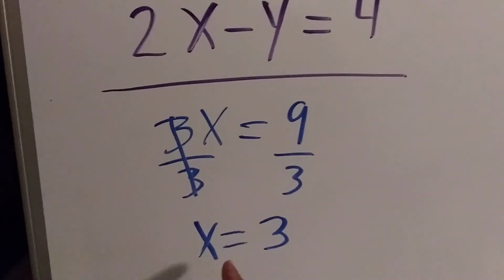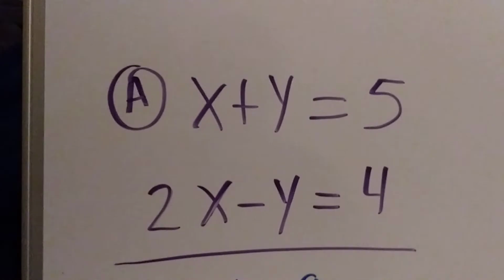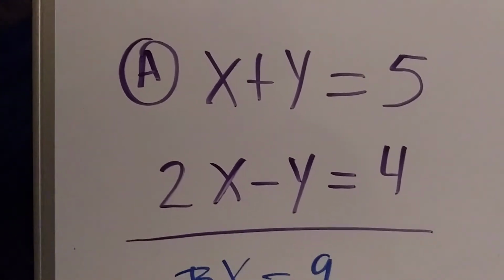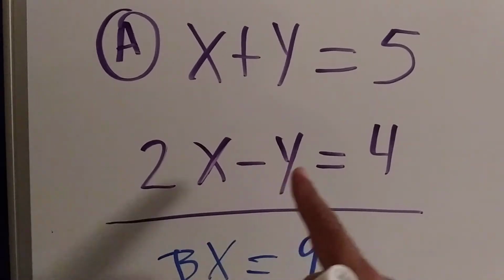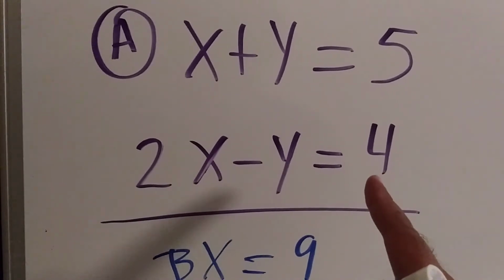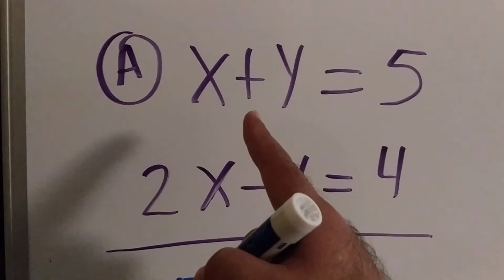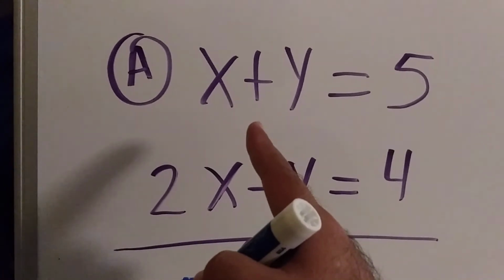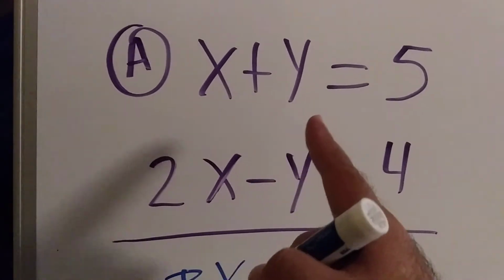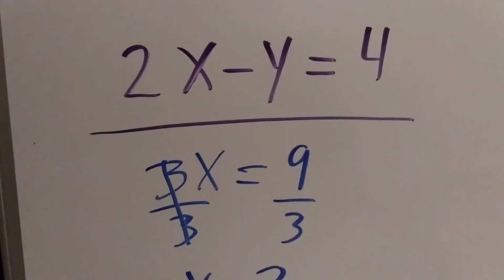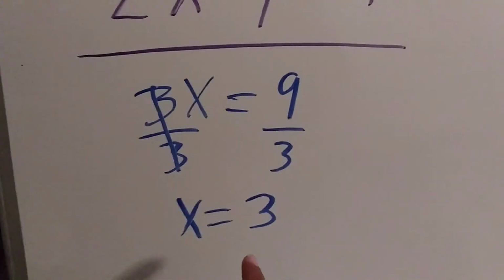So you have to plug in this value into one of the two original equations. I wouldn't plug it into this one because you've got to multiply 2 times 3 minus y and solve to see what gives you 4. If you already have a simple equation here, that's going to make it a lot easier for you, so plug it into that one. So we're going to use the first equation and substitute the value of x with the 3 that we mathematically solved.